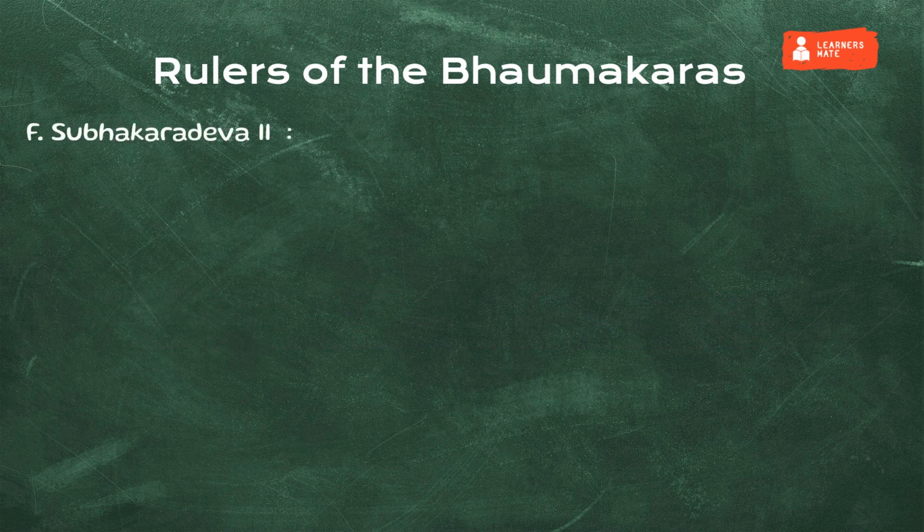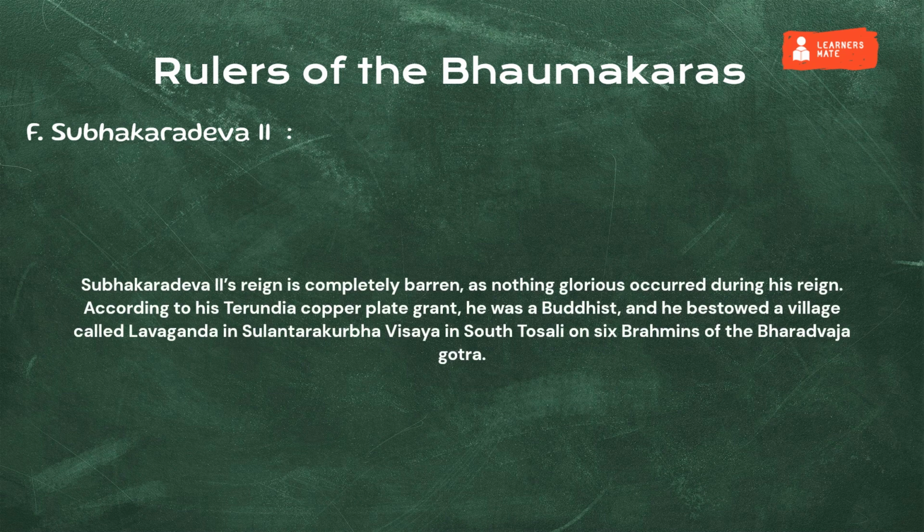The Subhakaradeva II. Subhakaradeva II's reign is completely barren, as nothing glorious occurred during his reign. According to his Terundia copper plate grant, he was a Buddhist, and he bestowed a village called Lavganda in Sulantharakurbha Visaya in South Tosli on 6 Brahmins of the Bharadwaja Gotra.